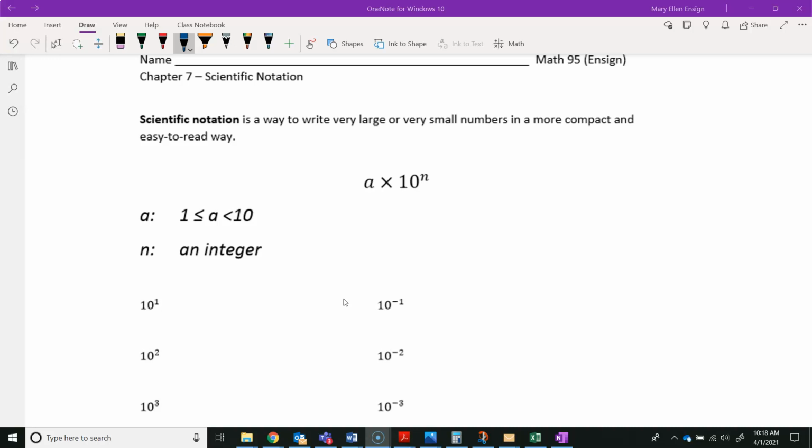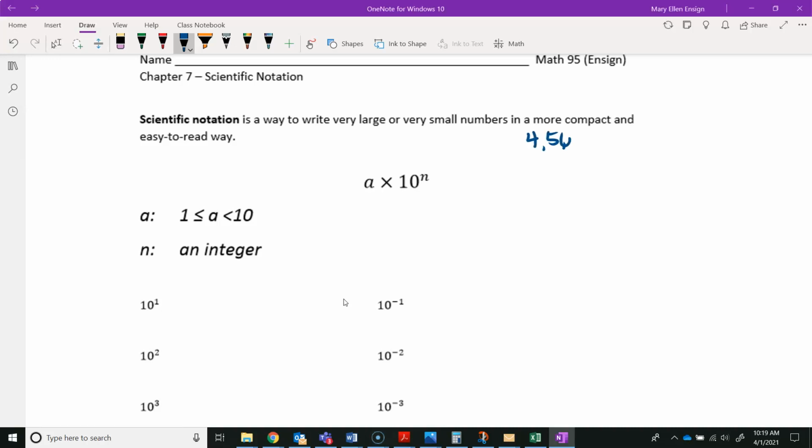So some of the situations where we use scientific notation, think about science, it's right in the name. Let's say you're an astronomer and you are measuring the distance between stars. Very, very large numbers, right? Or if you are a microbiologist and you're measuring DNA or parts of molecules, very, very small numbers.